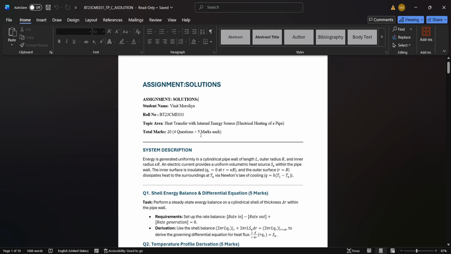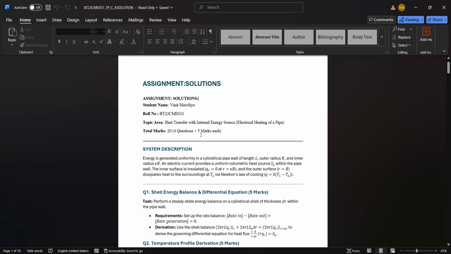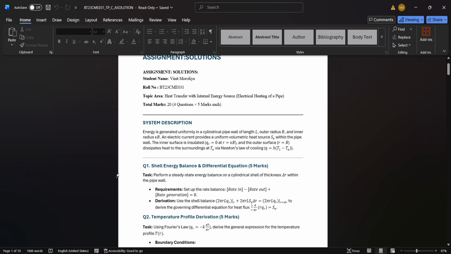So today my name is BT23CME031 and today we'll be seeing a problem on heat transfer with internal energy source, that is electrical heating of a pipe. So the system is like this: energy generated in a cylindrical pipe wall of length L.